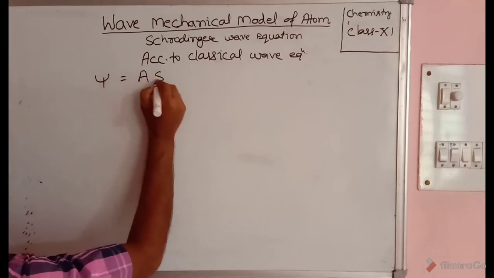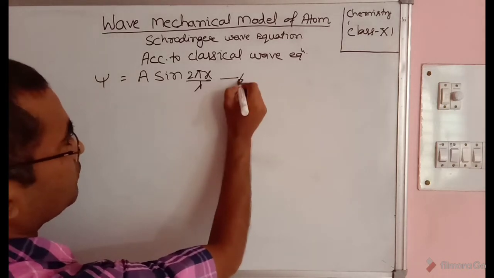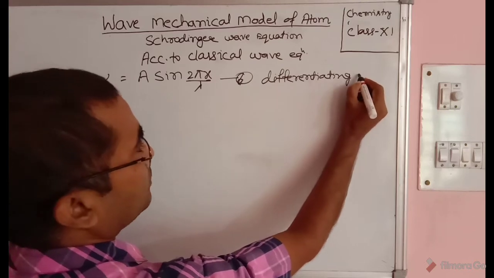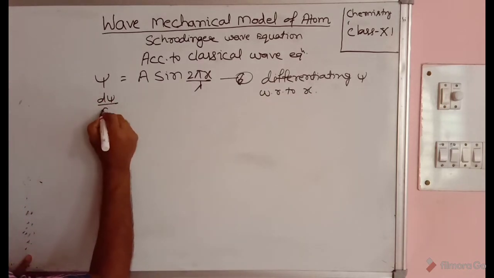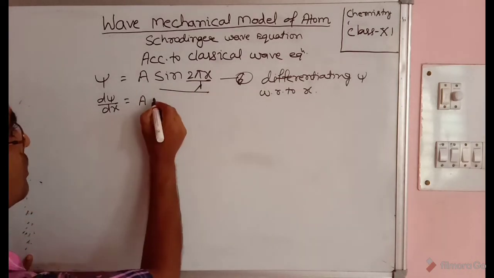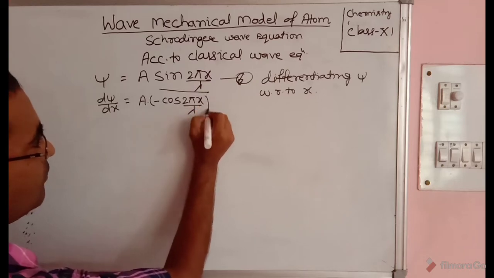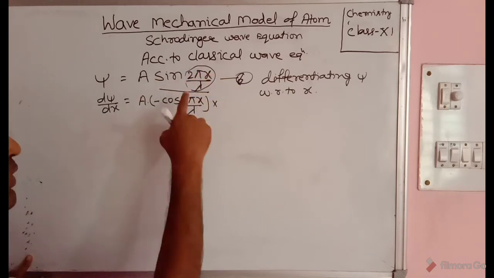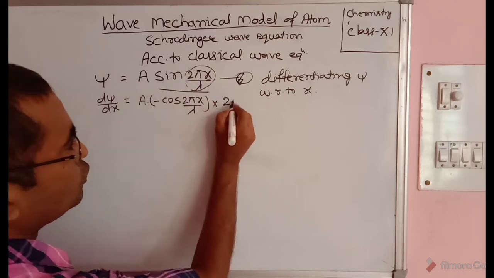psi is equal to a sin 2 pi x by lambda. This is equation 1. Differentiating psi with respect to x, d psi by dx is equal to a, which is a constant, and the differentiation of sin is cos, so it will be a cos 2 pi x by lambda into the differentiation of the angle, and the differentiation of x is 1, so it will be 2 pi by lambda.